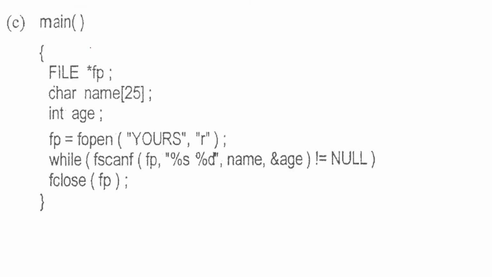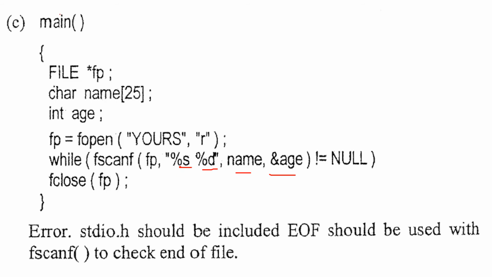In this, can you find any error here? %s name and %d and %age. First of all, stdio has to be included, and here end of file, because we are using fscanf. We cannot use NULL here. We have to use EOF with the fscanf to check the end of file.